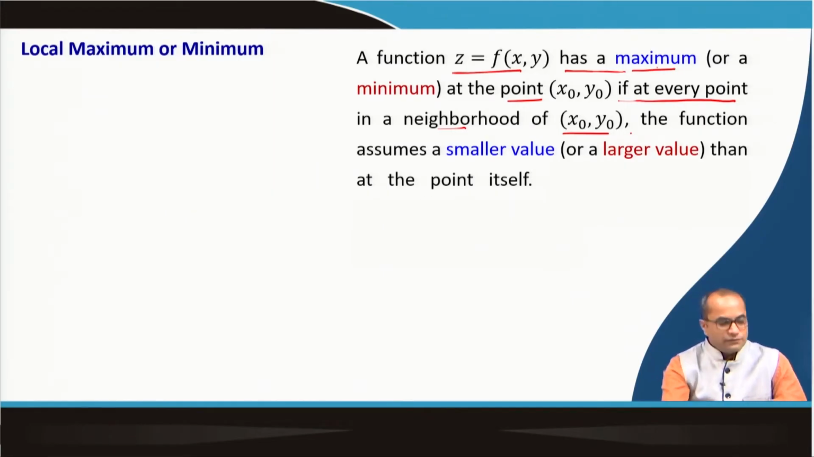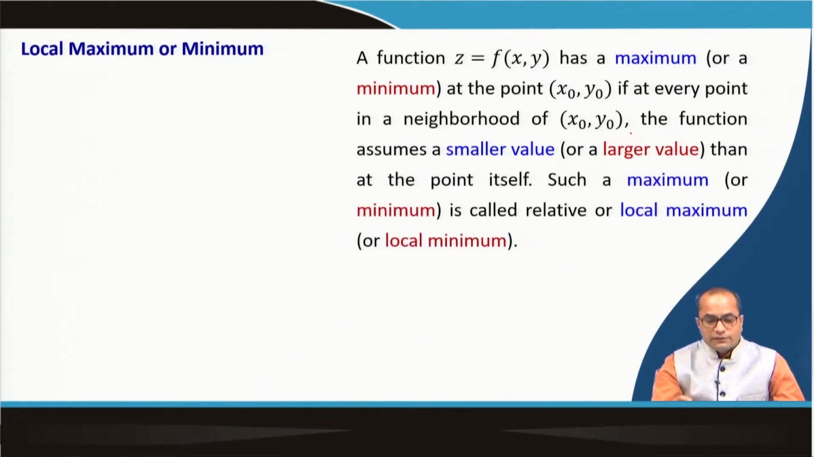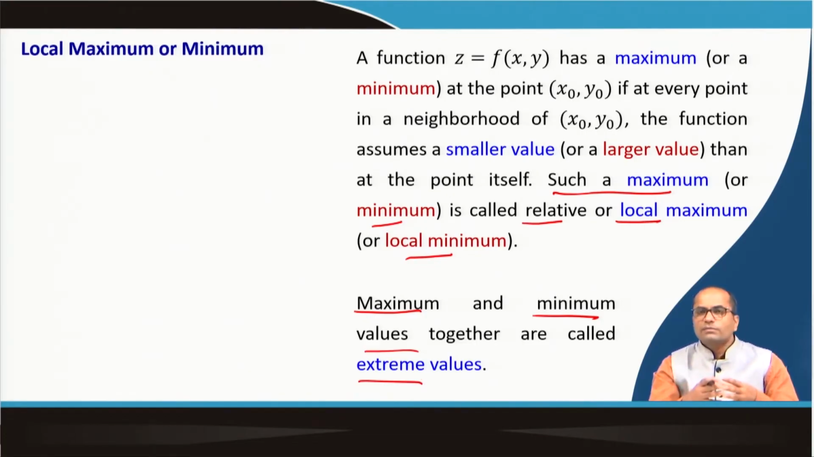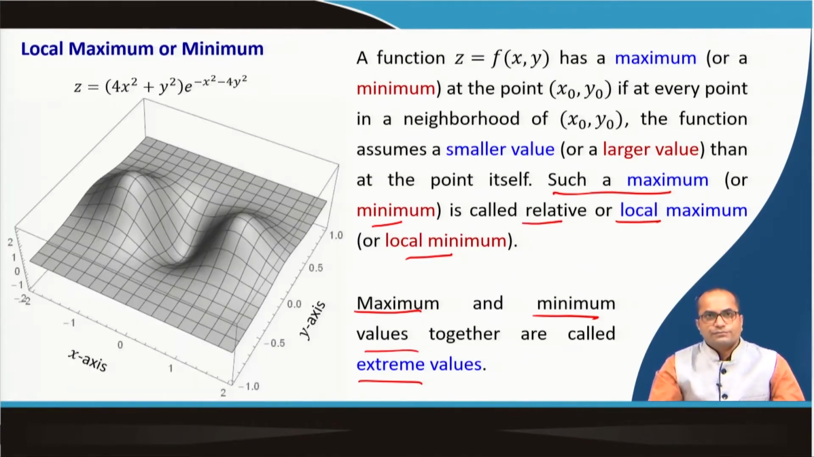The definition is clear from this text itself, and such a maximum or minimum is called relative or local. So, the two terms are used: relative or local maximum, or local minimum. And the maximum and minimum values together are called extreme values. If we use the word extreme values, that means those values may be the maximum or minimum. As a combined word for both, we use extreme values.